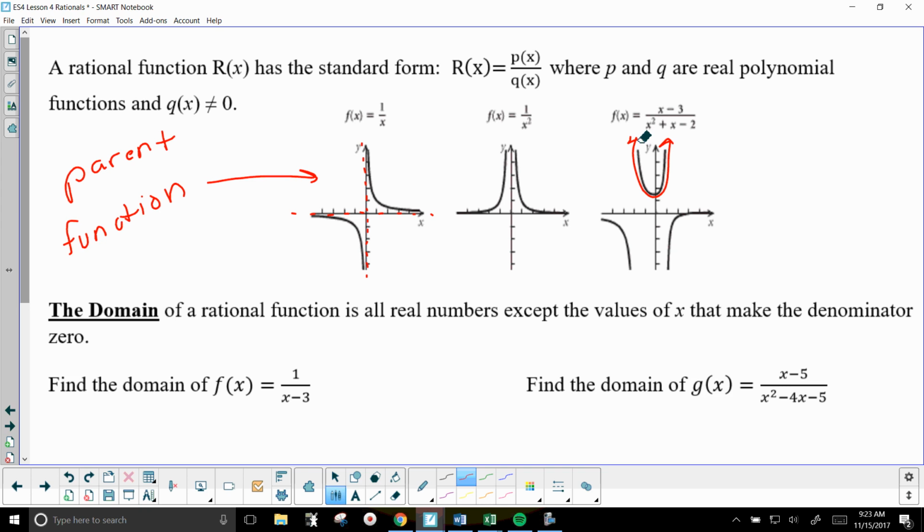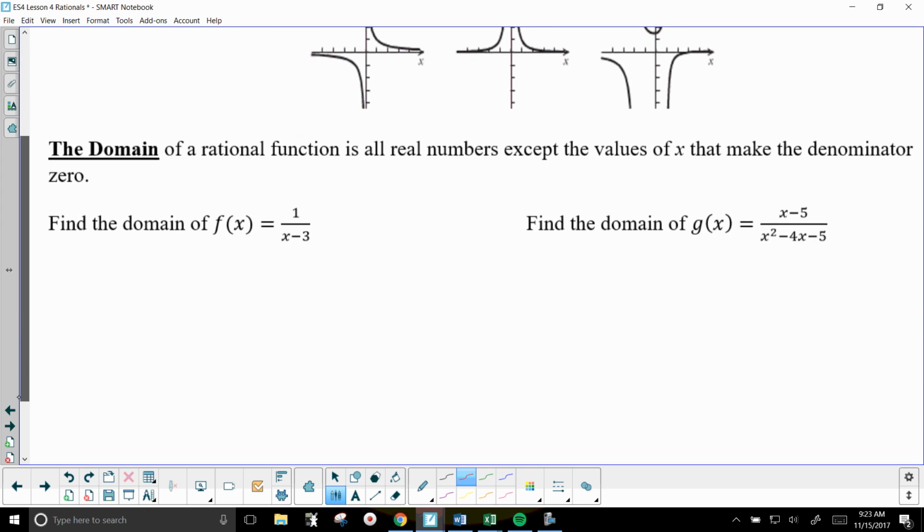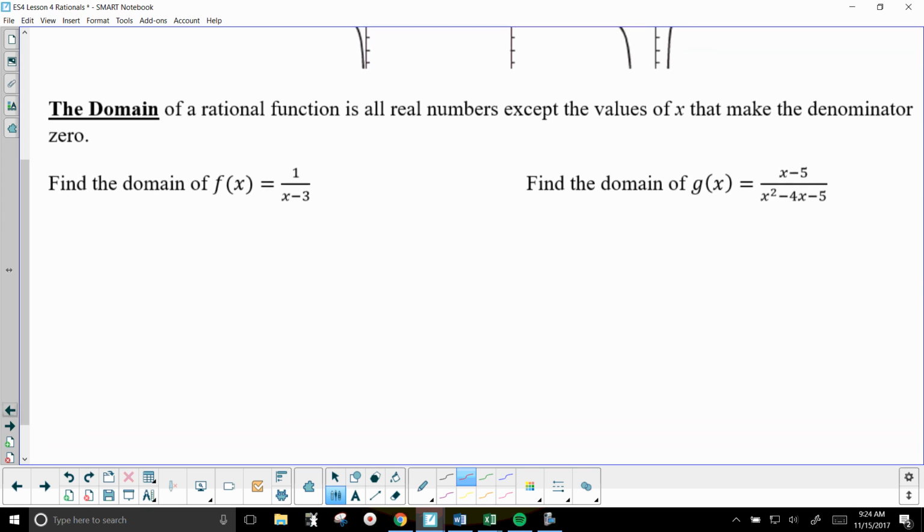But let's first talk about the domain, which we should be professionals at by now because we've done so many of these, and we just did one for our warm-up. So the way you find the domain, it's the values that would cause the denominator to be 0. So we always start with all real numbers. It's everything but the 1 or 2 or sometimes 3 values that cause the denominator to cancel out.